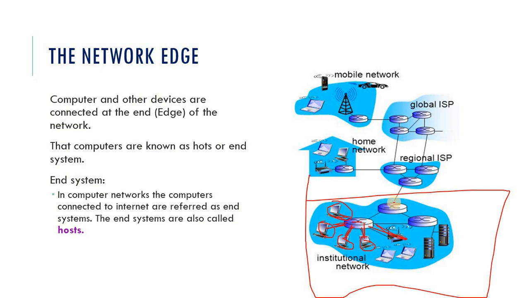The image shows that in each and every network, after the edge some router is connected, or after the router some devices are connected. So this is called the network edge. The computers that are connected to that network edge are called the host or the end system. So what is the end system? In a computer network, the computers connected to the internet are referred to as end systems. The end systems are also called hosts.